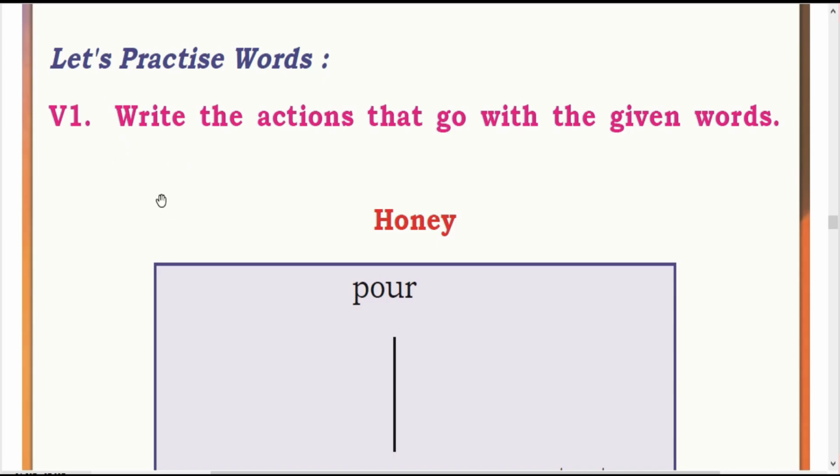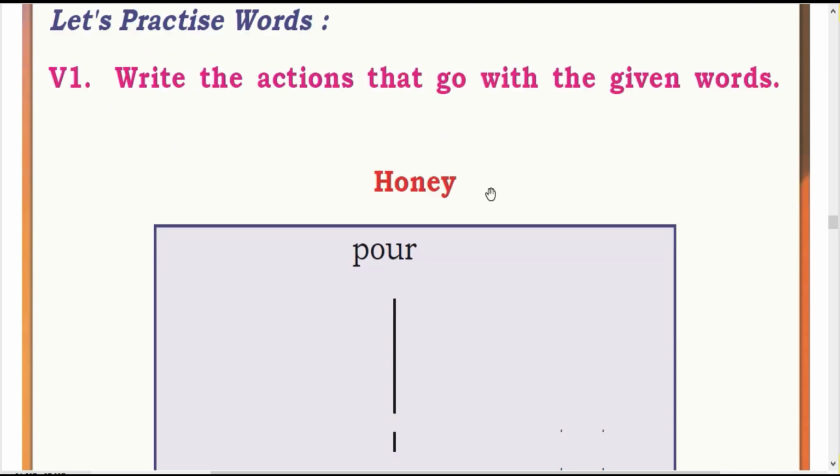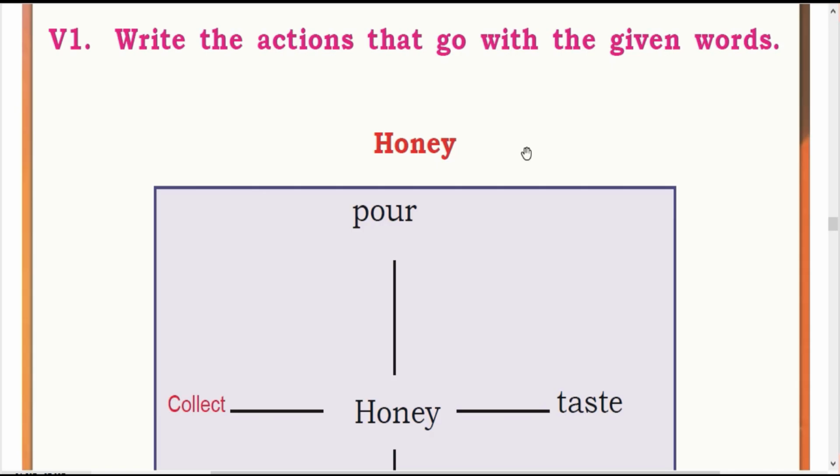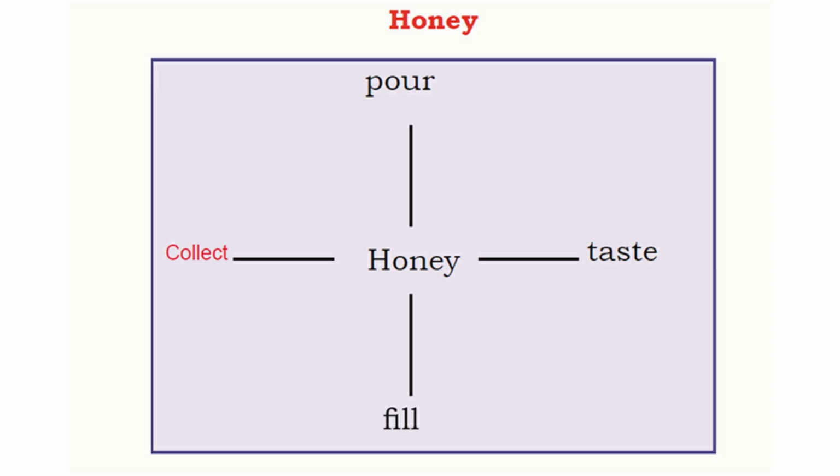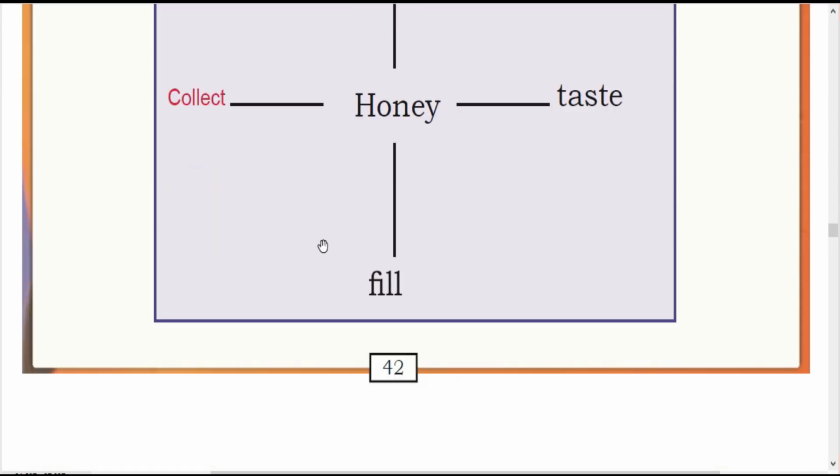Let's practice words. Write the actions that go with the given words. It's a textbook activity you have to do in your textbook. Honey: honey, pour, taste, fill. Here you have to write collect. Okay.